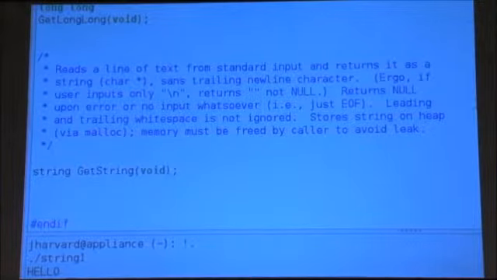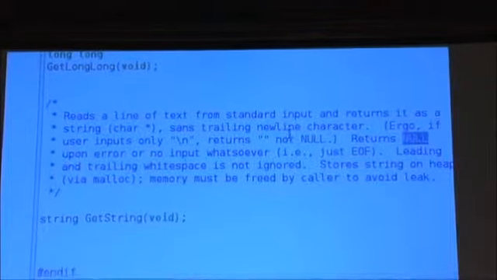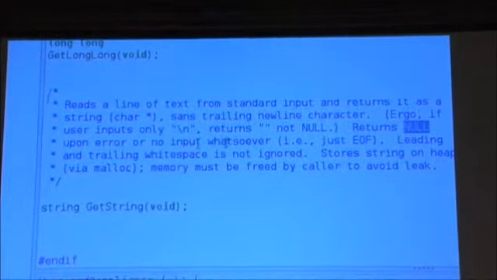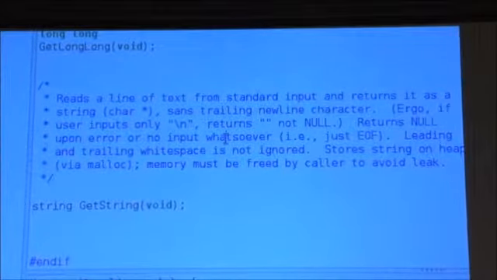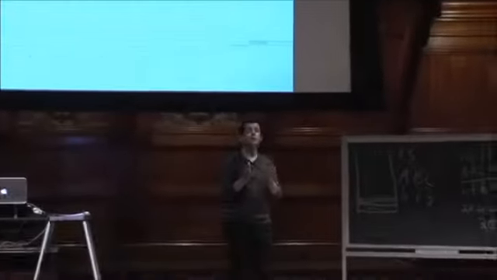So in other words, even though you've been hitting enter at the keyboard, we do not hand you as part of the string that \n. Otherwise, every time you printed strings, they would move the cursor to the next line. So we get rid of that. It returns, and this is what's interesting, null upon error or no input whatsoever. So it turns out there's a few scenarios in which getString cannot give you a string.